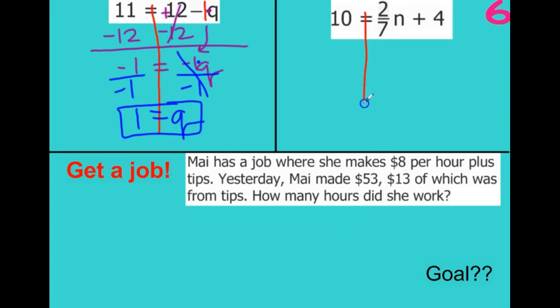Alright. I would suggest trying this one on your own. Pause the video and then try it when you are finished.